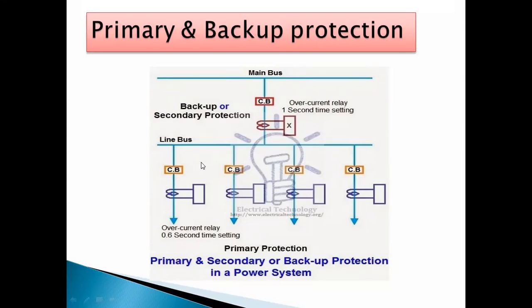But suppose any one of these will fail, or this whole line bus system fails to supply, then that time this backup or secondary protection is used. And here also we are connecting one relay and one circuit breaker. This is the overcurrent relay with 1 second time setting. And here it is the overcurrent relay having 0.6 second time setting.